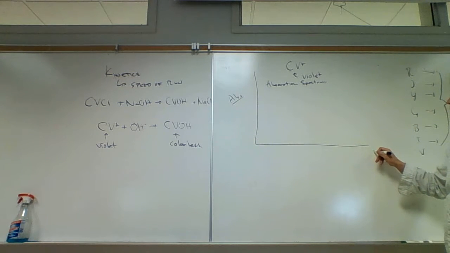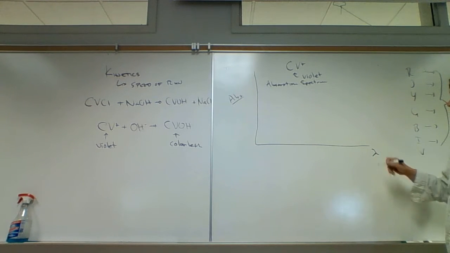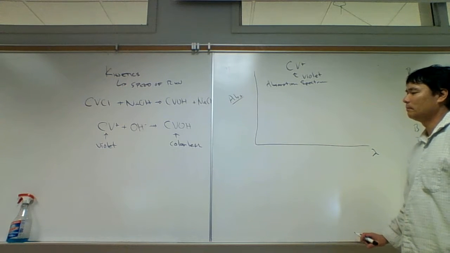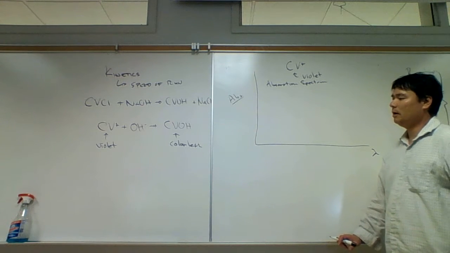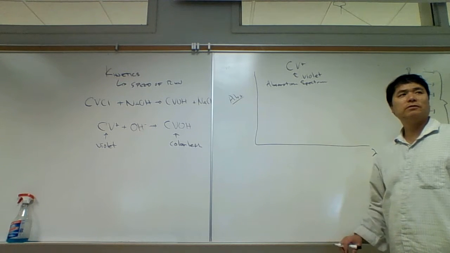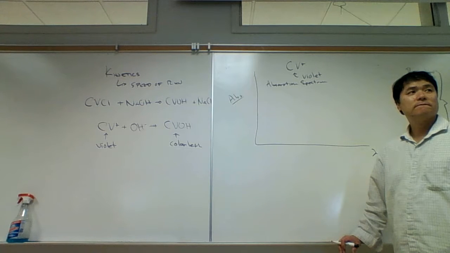Versus, typically we use lambda. Lambda stands for wavelength. And so we're going to go from shorter wavelength to longer wavelength. And so do you know what the visible range, the wavelengths associated with the visible light are? 330 to like 680. Close.